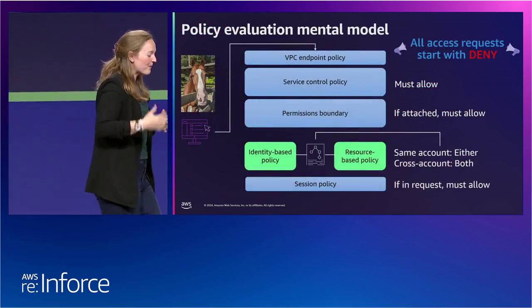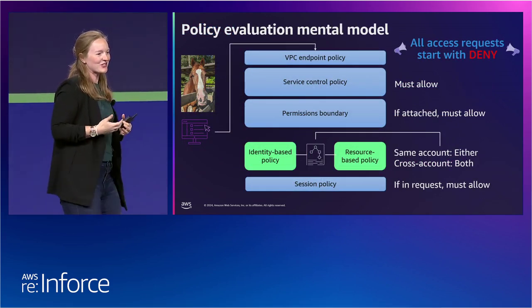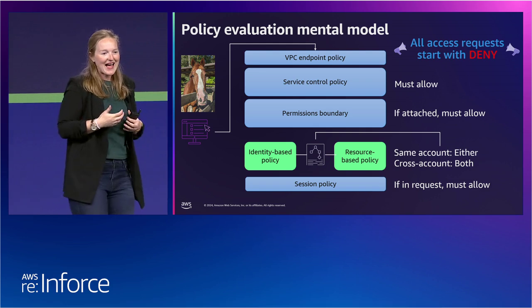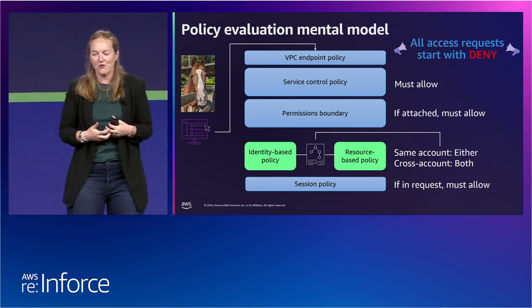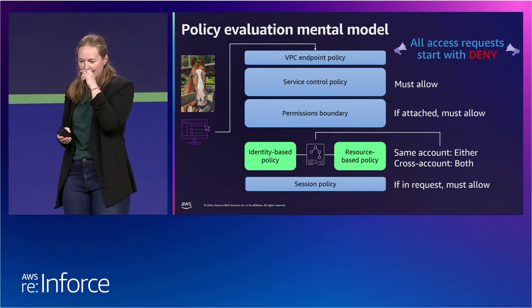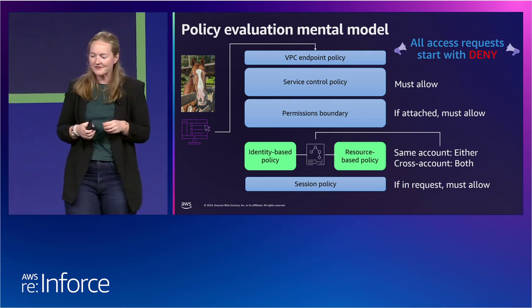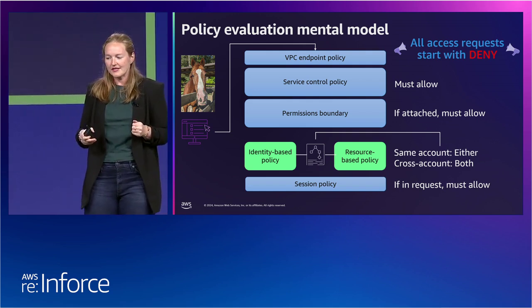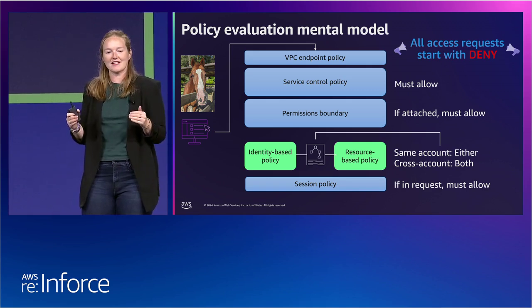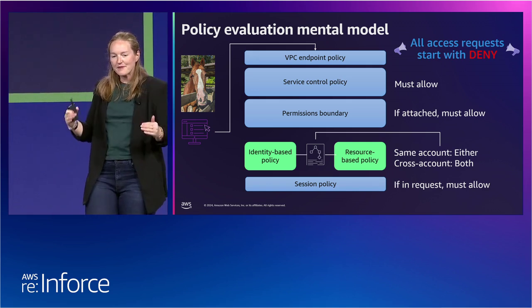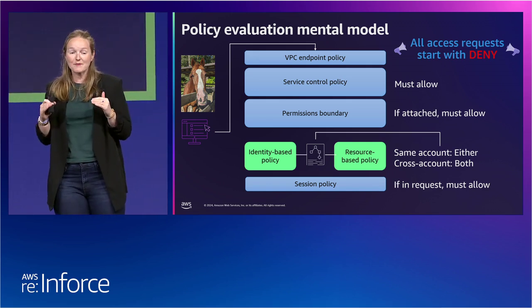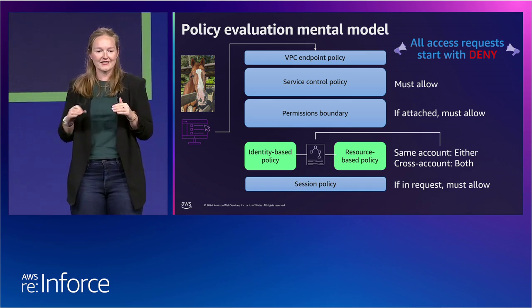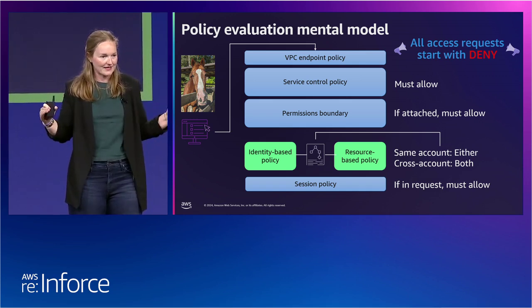All right, so when I'm popping around AWS, this is essentially how I think about access and how it flows in my brain. So I want to share it, and then we're going to go through some examples. So you have Pickles the horse, and first the VPC endpoint policy has to allow through. The service control policy has to allow through. The permission boundary has to allow. At this point, you go through those three buckets, Pickles has zero access.